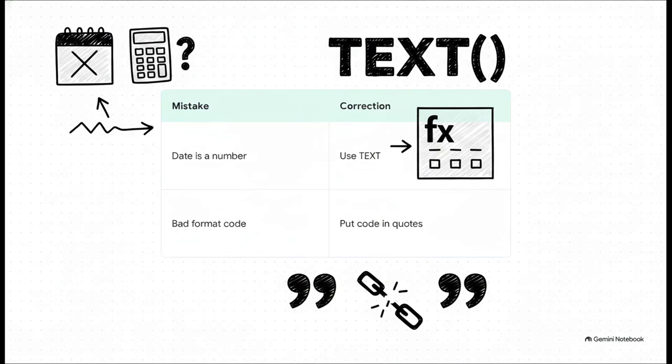So the real crucial point to remember is how we handle numbers and dates. If your date mysteriously becomes a raw, weird number, your immediate fix is to wrap it in the TEXT function with a date format. And hey, if your TEXT function isn't working, double-check your format code. A super common mistake is writing the code like dd-mm-yyyy completely without quotes. Remember that format code absolutely must be wrapped in quotation marks inside the TEXT function parentheses. If you miss that step, your dynamic labels will just break.